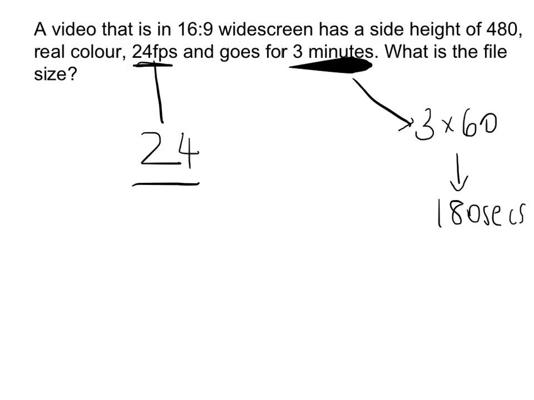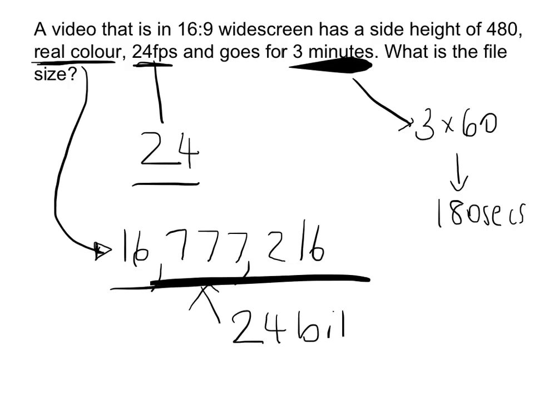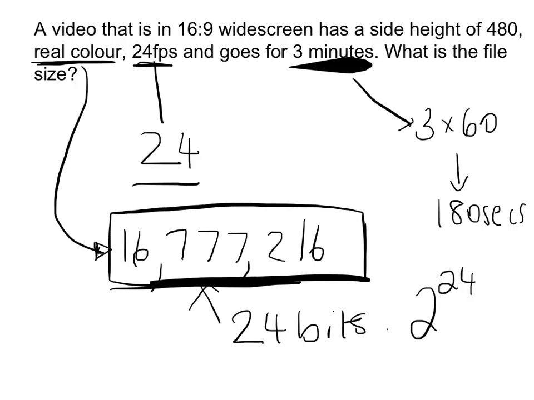In this case it says that we are dealing with real colour. Now, real colour is a terminology used, and what it means is that there are 16,777,216 colours, which for us means that the colour is real enough to not be able to tell the difference. I know that real colour is actually 24 bits, because 2 to the power of 24 is this massive number here. Now, you're unlikely to get a question like that, but you do need to know that real colour is 24-bit colour.